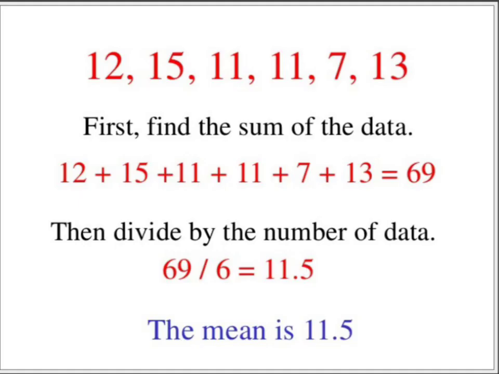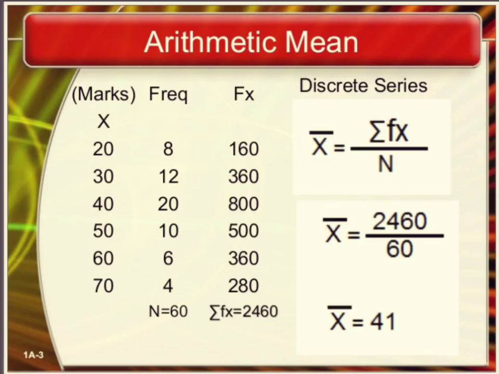This is one more example where a list of data was given starting from 12 till 13. What you need to do, just sum up, just add each and every data and divide it by 6 because it occurs 6 times, and you will get the mean, that is 11.5.